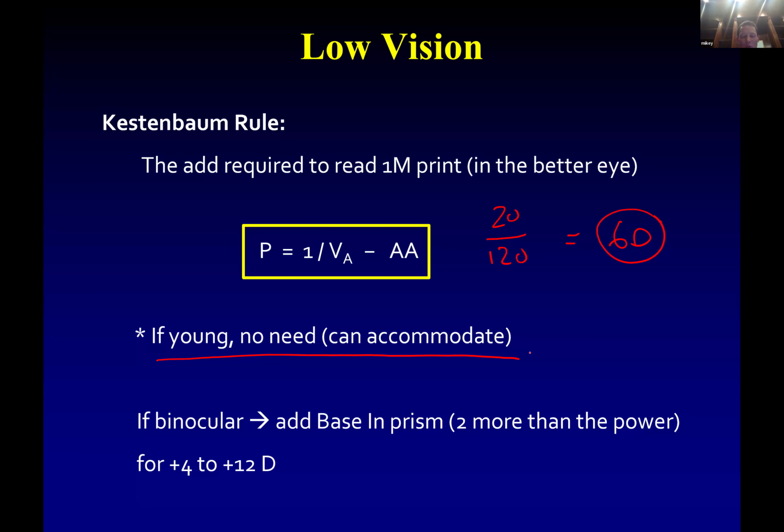So Kestenbaum rule: flip the visual acuity in the better eye. Don't need it if they can accommodate it easily, and you add base in prism, 2 more than the power, if they're binocular.